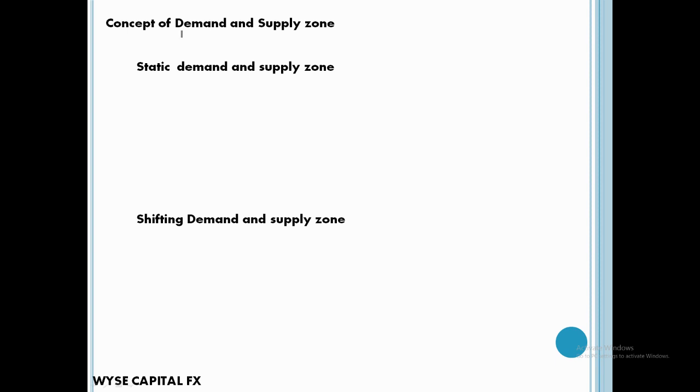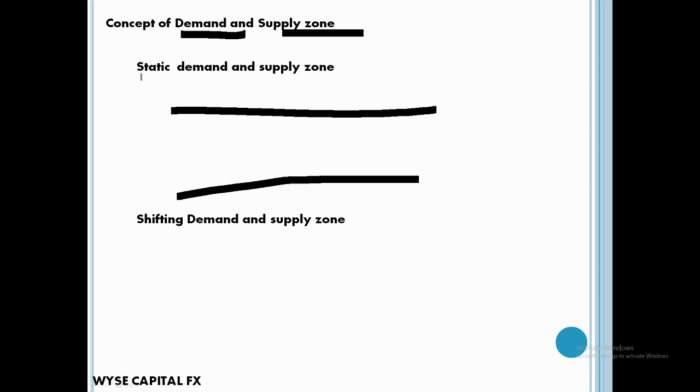Then we need to talk about demand and supply. Demand zones on a chart are areas where buyers will come back to the market and push price up. Like I've told you, for example, if the market is playing sideways. So we have two types. We have static demand and supply zone, and we have shifting demand and supply zone.